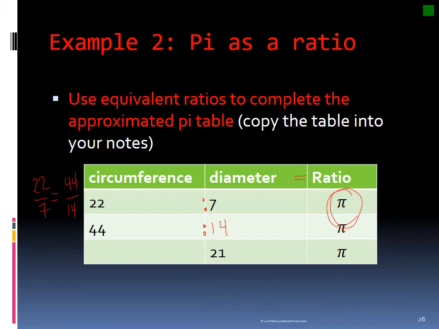I can use this information to complete my final blank here. I've doubled 7, and now what have I done to get to 21? That would be 7 tripled, so times 3. Here I did 22 times 2. Here I'm going to do 22 times 3. So 22, 44, 66. And so 66 to 21 is another equivalent approximation of pi. I know this because these all simplify to the same unit rate, which is pi over 1.